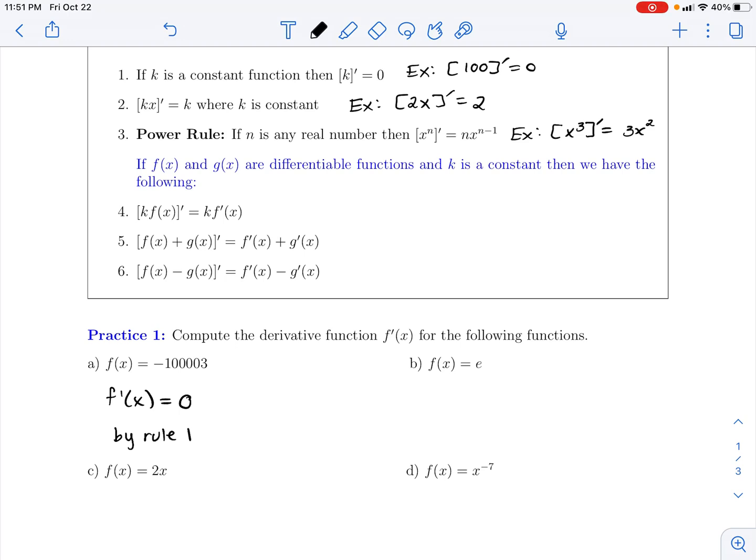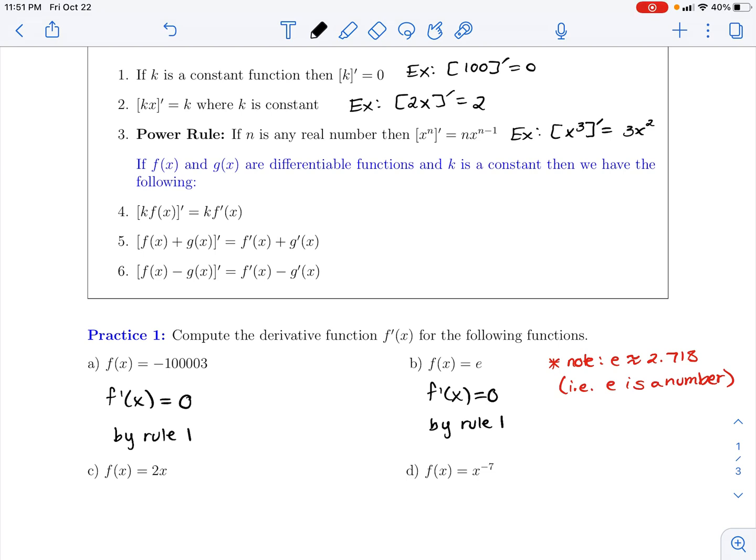Okay, what about in part B? I have f of x is equal to e. Well, remember, e is just a number, right? Note, e is approximately 2.718. So in other words, e is a number. So when I'm taking the derivative here, it's just going to be the same thing as part A. The derivative function is just 0, and this is by rule 1.